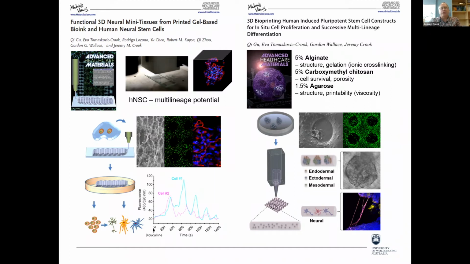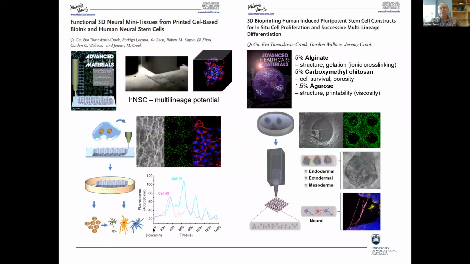Alginate and agarose provide structural support for the constructs, with alginate enabling gelation in the presence of the cations after printing, and agarose conferring suitable bioink viscosity during printing prior to gelation. Now, the carboxymethylchitosan is a water-soluble derivative of chitosan, and it's conducive to cell survival within the construct.